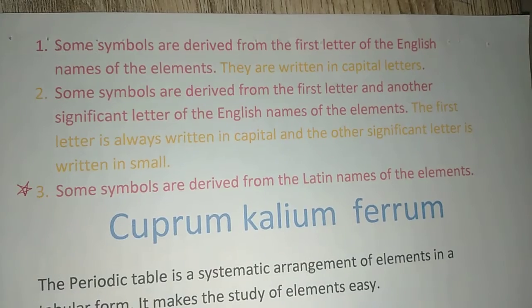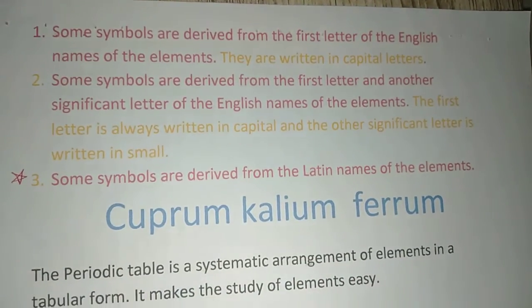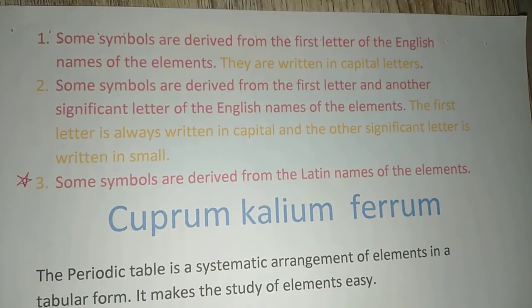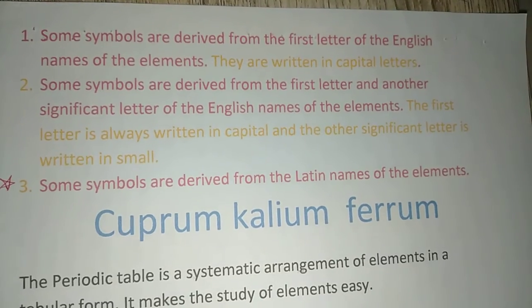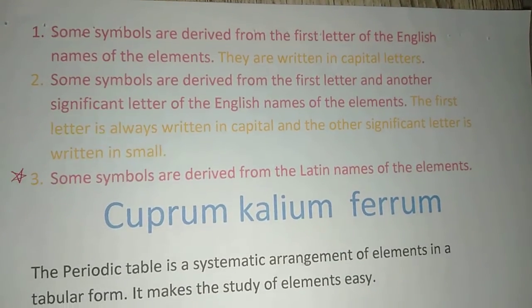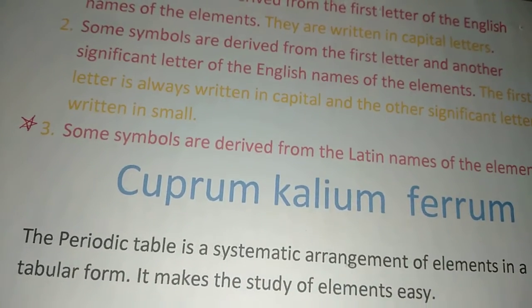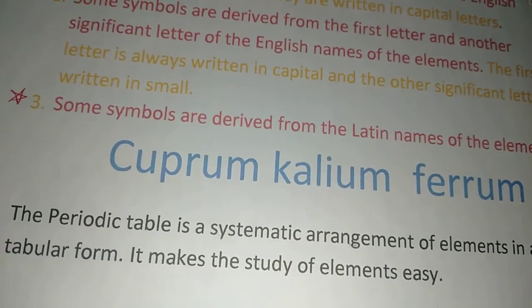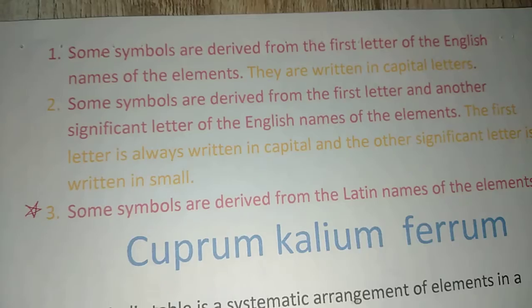Some symbols are derived from the first letter of the English names of the element. They are written in capital letters. Examples are hydrogen, nitrogen, and oxygen.